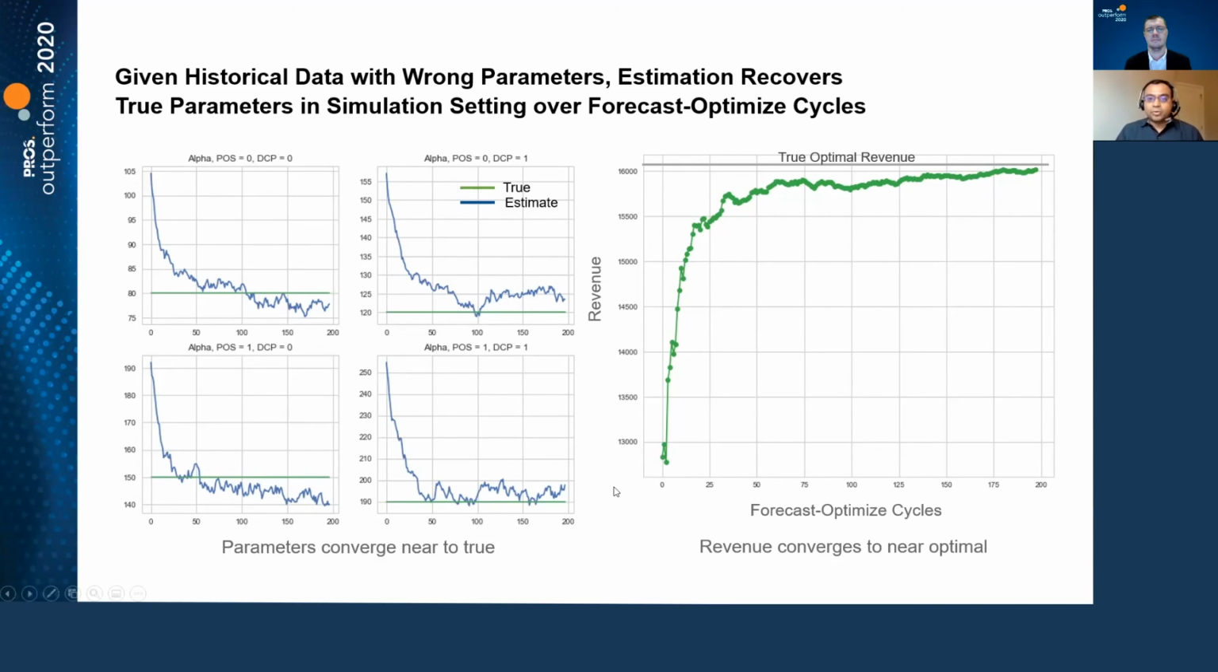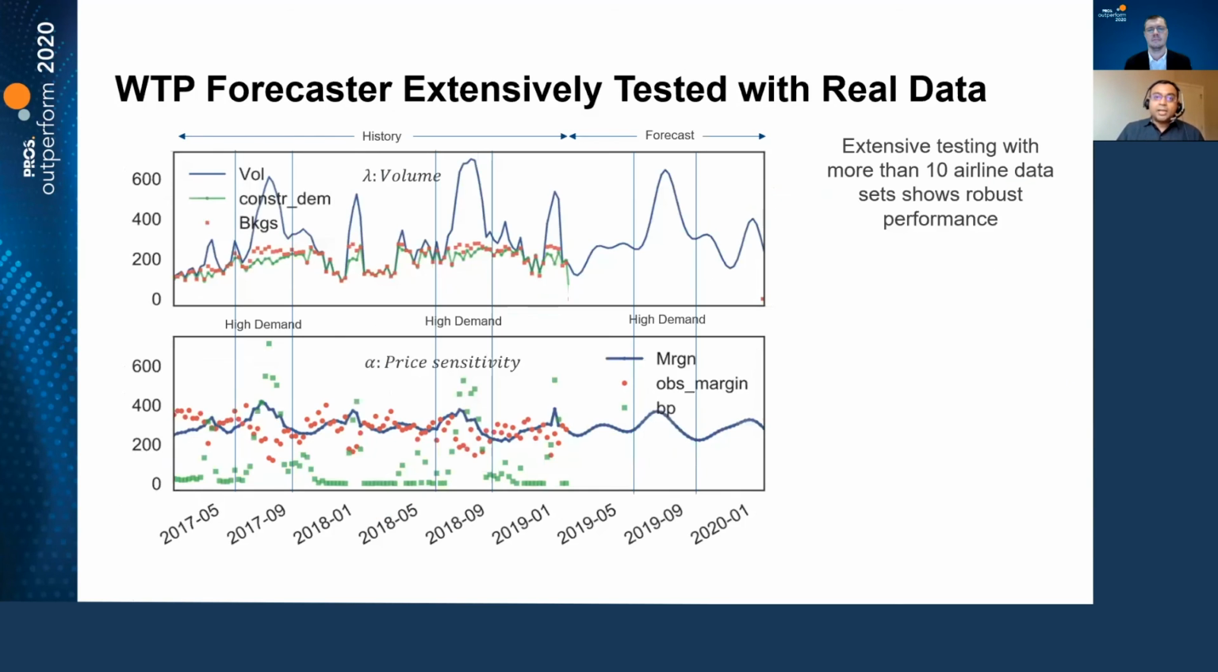So this shows that this forecaster is robust, and it picks up the right price sensitivity even when the starting values are off. In addition to such simulation studies, we have done an extensive amount of POCs with real airline data. In particular, so far we have done testing with around 10 airline data sets, and we have seen very robust performance in terms of patterns that the forecaster captures.